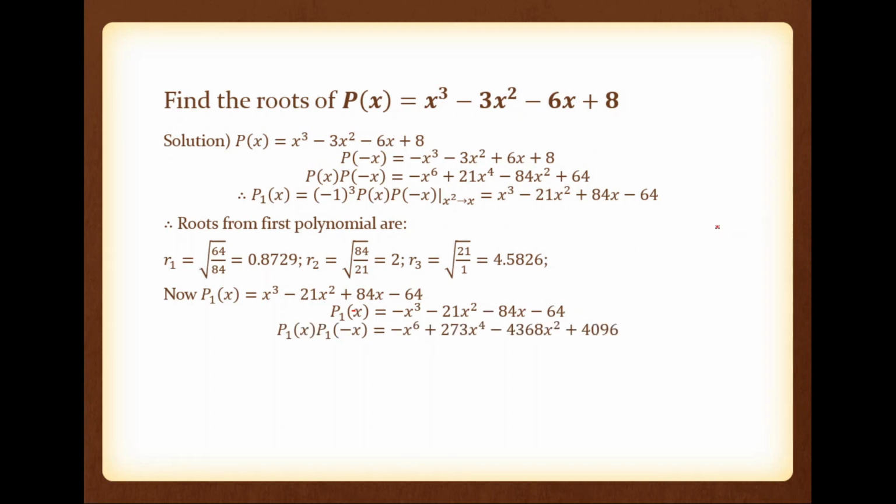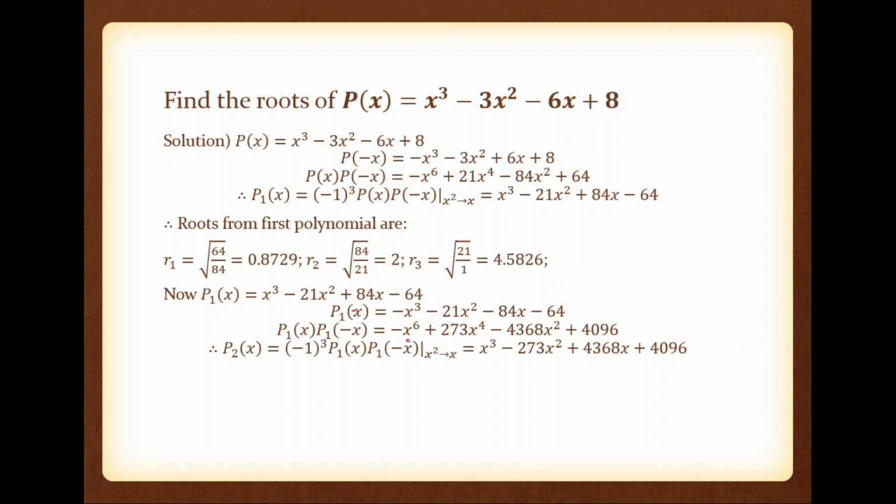So you can use that multiplication method. So p1 of x into p1 of minus x is minus x raised to 6 plus 273 x raised to 4 minus 4368 x square plus 4096. So this is this product. So now what is p2 of x? p2 of x is equal to minus 1 raised to 3 p1 of x into p1 of minus x, where x square is replaced with x.